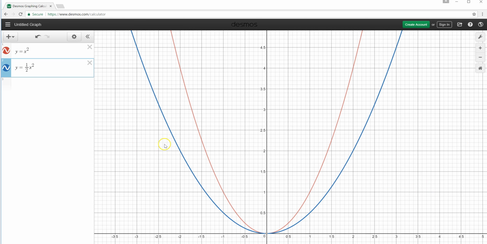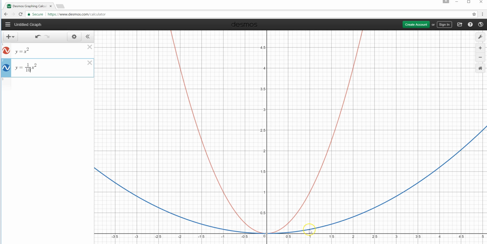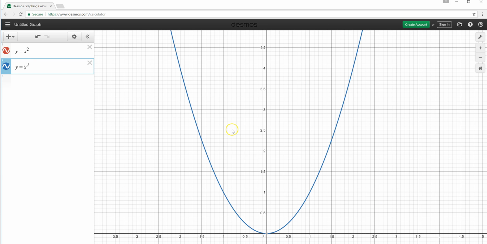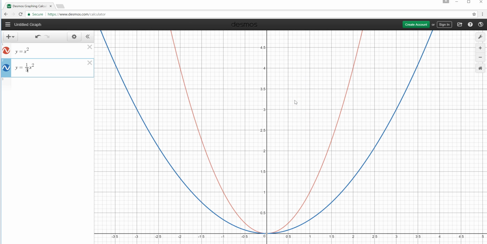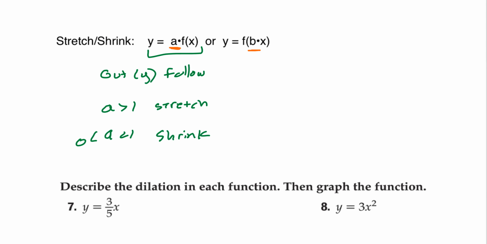Now the slope thing doesn't follow as well, but it's more like at 1 it hits at 1/2. It's like that's where the 1 hits. If I do a 10 there, it's going to hit at 1/10. So that's what an outside stretch and shrink does. The bigger the number, the skinnier it gets because it goes up really fast. So if I put like a 5 there, it gets skinny. The smaller the number, the wider it gets. So that's an outside y shrink and stretch.